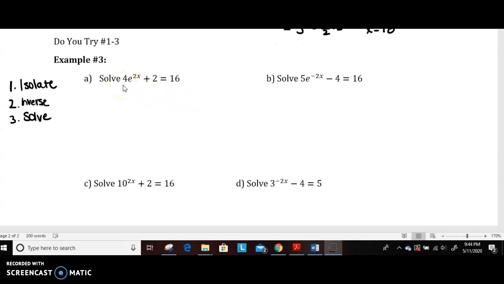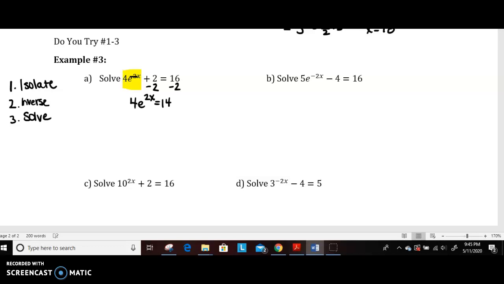Okay, so for example 3, we're going to use the properties above that we learned about where the inverses cancel out as long as the base of the log and the base of the exponential match. So your first step is to isolate. We want to isolate the exponential. Okay, so here's my exponential here. So we want to isolate that e to the 2x. The first thing we are going to do is minus 2 to both sides. So I get 4 times e to the 2x equals 14.